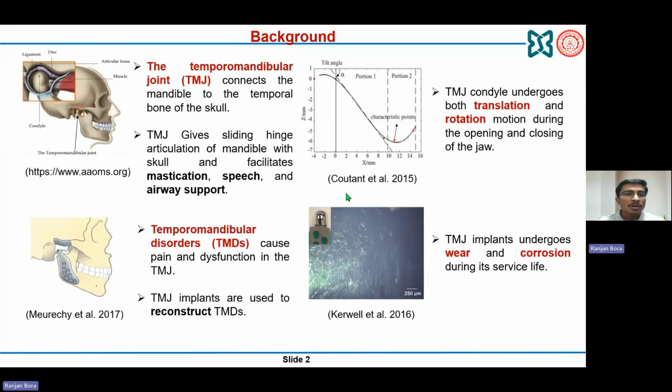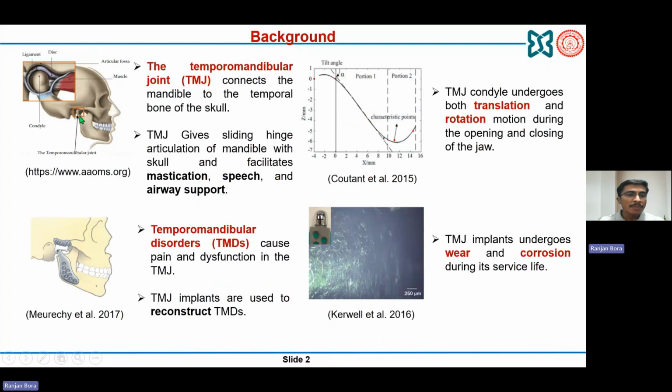So we all know that in our jaw there is the temporomandibular joint, which connects the mandible with the skull. And in this picture we can see the bone anatomy of the temporomandibular joint. This joint provides the sliding hinge articulation of the mandible with respect to the skull, and it facilitates different activities of our mouth, which are mastication, speech, and airway support.